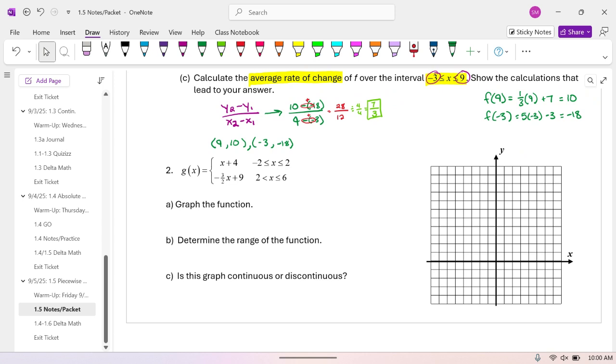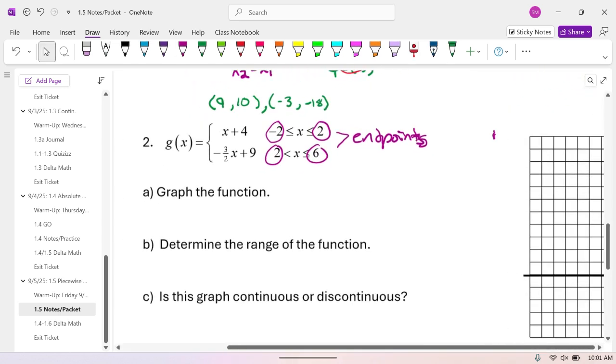So when you're graphing piecewise, the first thing that I do is find my endpoints. And my endpoints come from these x values. These x values give me my endpoints. Now, those are the x values of my endpoints. I need to find the y's. So I'm going to take each of these x values and plug them in to the function that they're connected to.